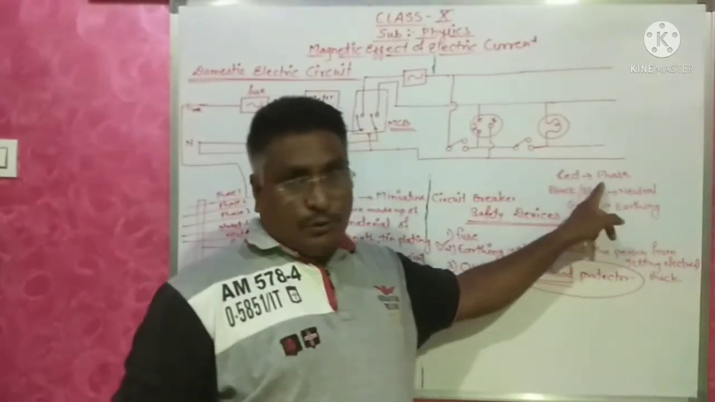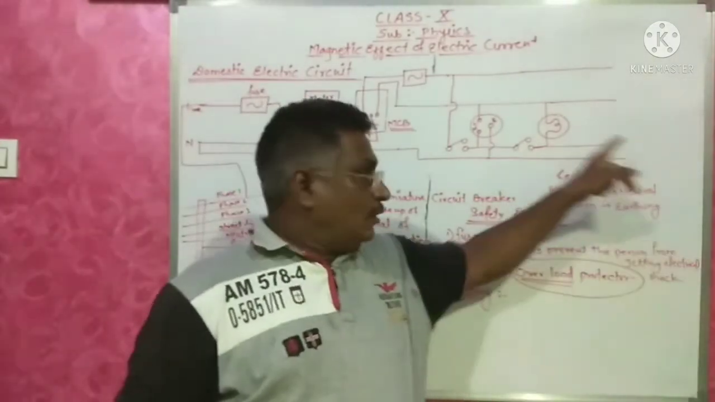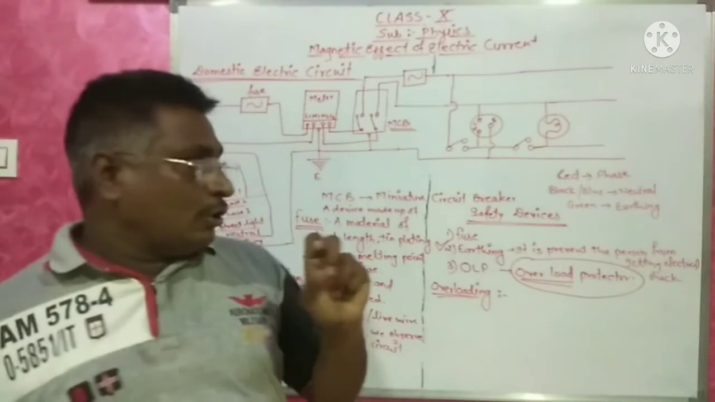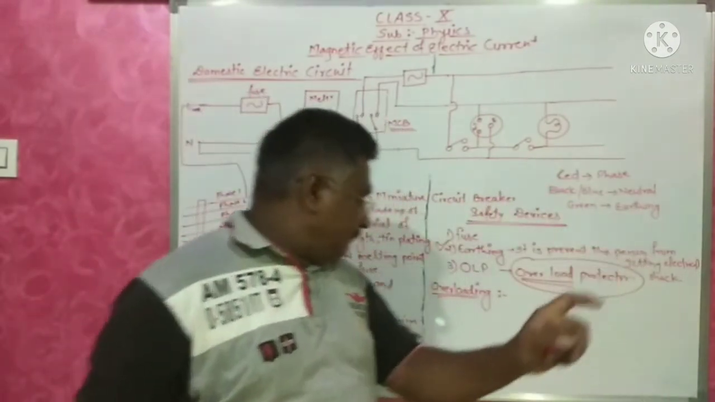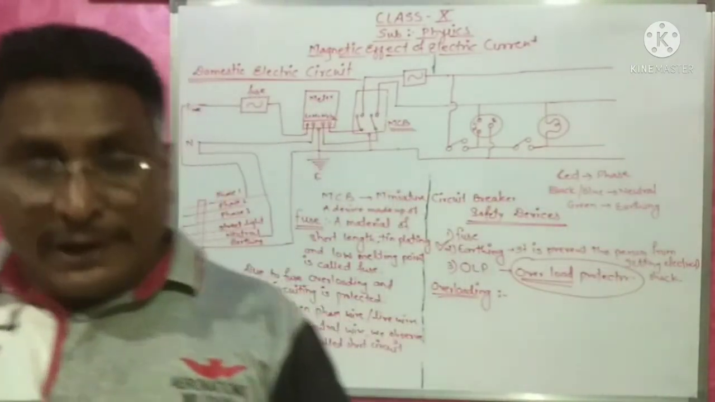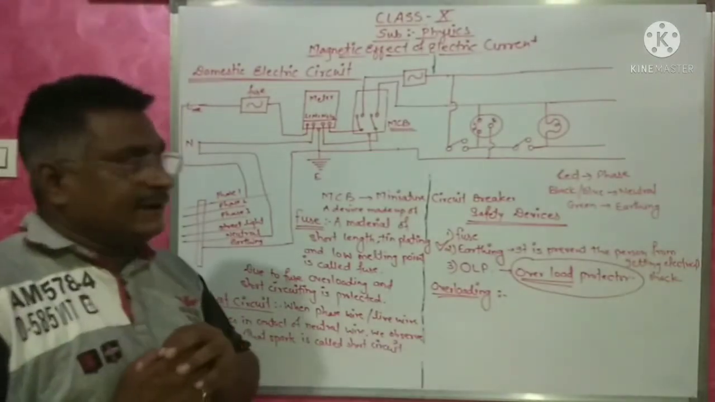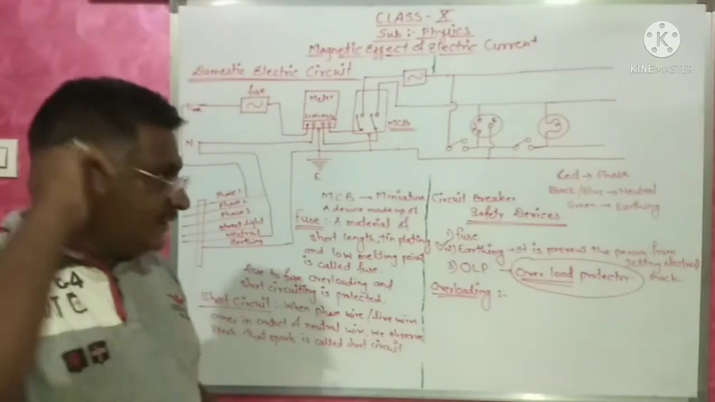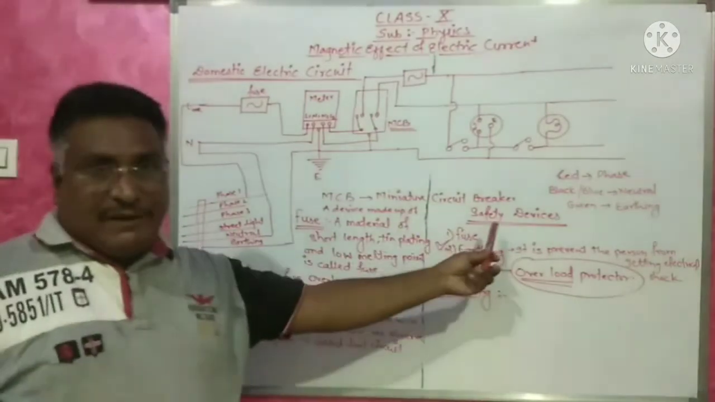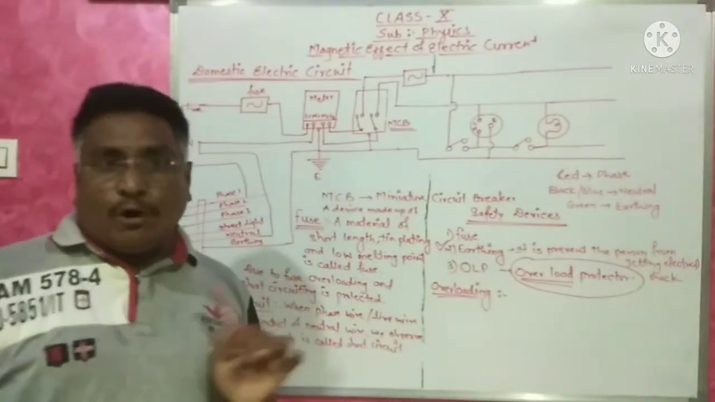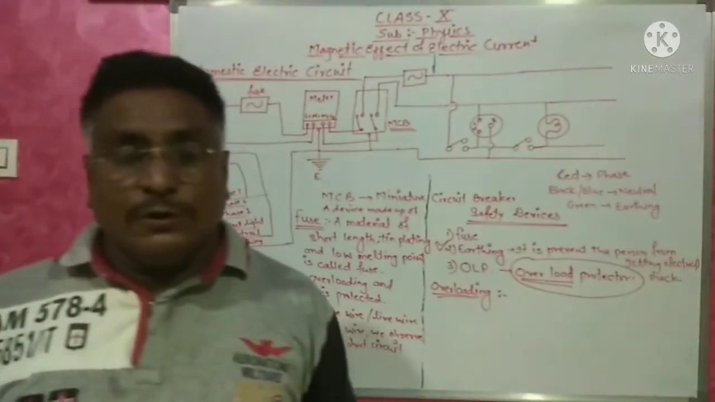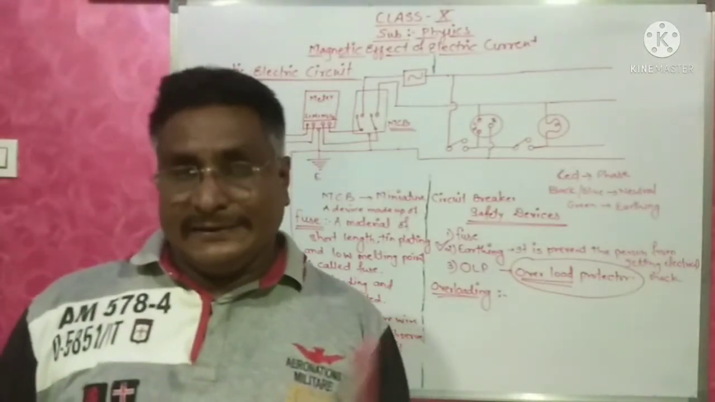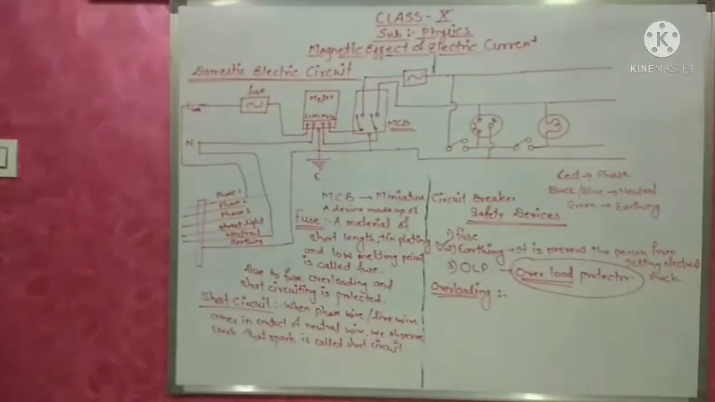So we have to protect ourselves from getting a shock. If we use the color code properly, we are preventing ourselves from getting a shock. Hope you understand, students, these safety devices and what precautions we have to use while using electricity. That precautions we will discuss.